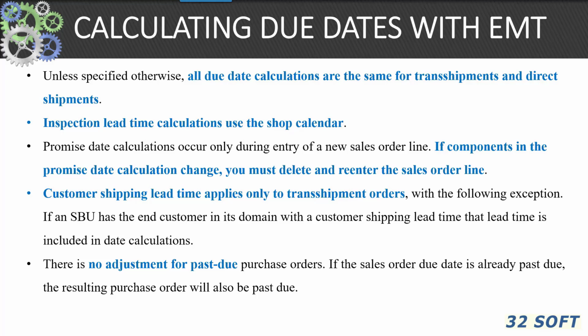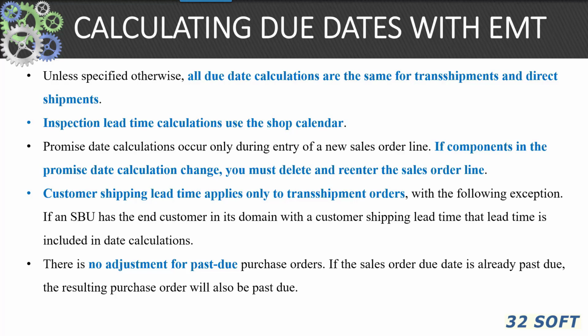When you calculate dates in EMT, all date calculations are the same for either transshipment or direct shipment. Inspection lead time uses a shop calendar. Promise date calculations are only entered at the new sales order line. So if components in the promise date calculation change, you must delete and re-enter the sales order line. Customer shipping lead time, which we saw previously, is going to add to your direct shipment lead time. And then again, there are no adjustments for past due.